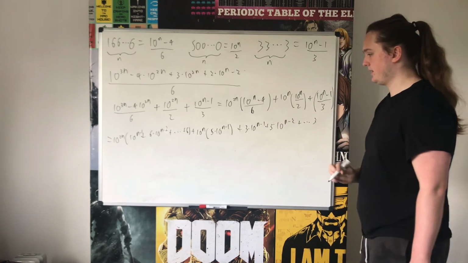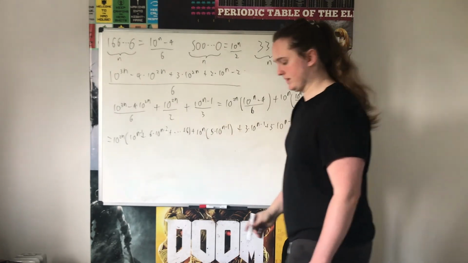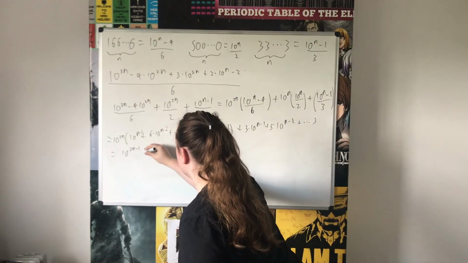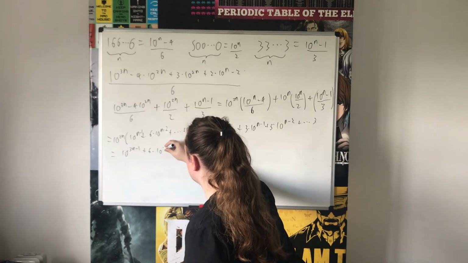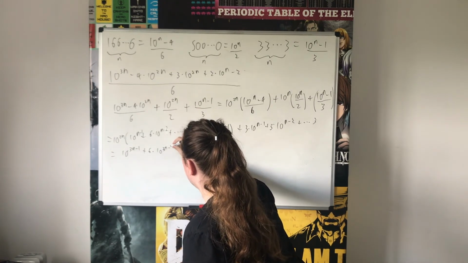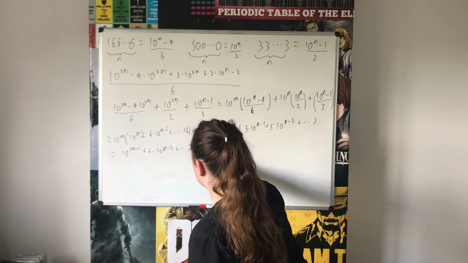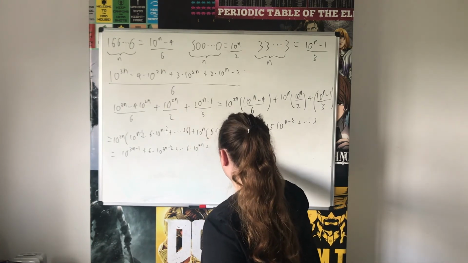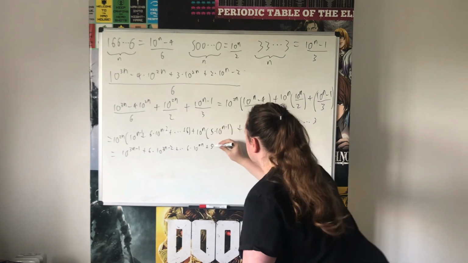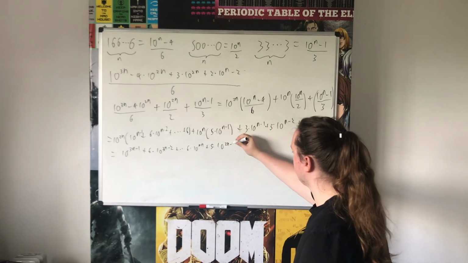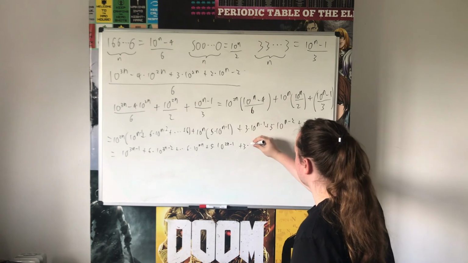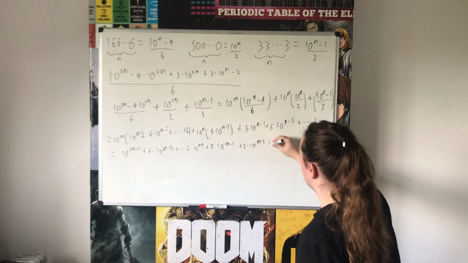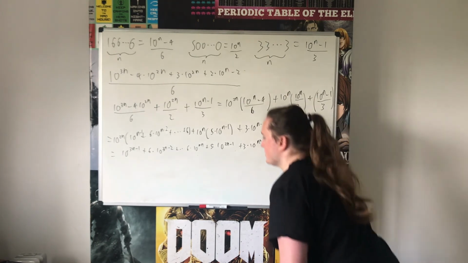just a 3. Now we can expand these two brackets, and that gives us 10^(3n-1) plus 6 times 10^(3n-2) all the way down to 6 times 10^(2n), plus 5 times 10^(2n-1) plus 3 times 10^(n-1), and then a series of 3's all the way down to the end.